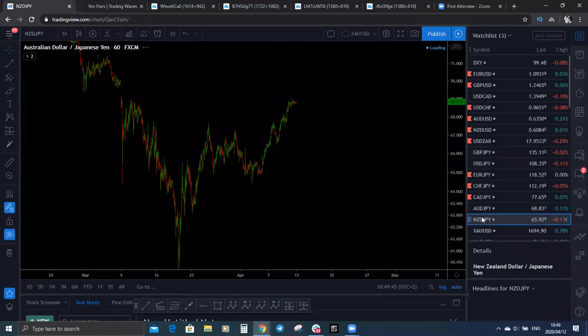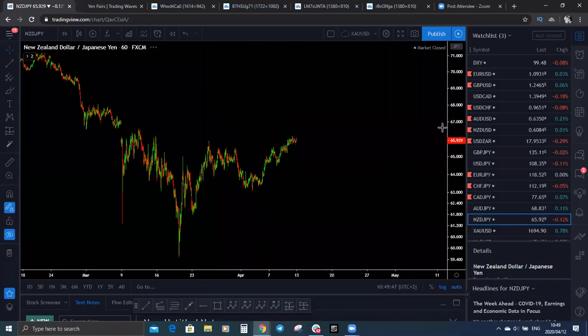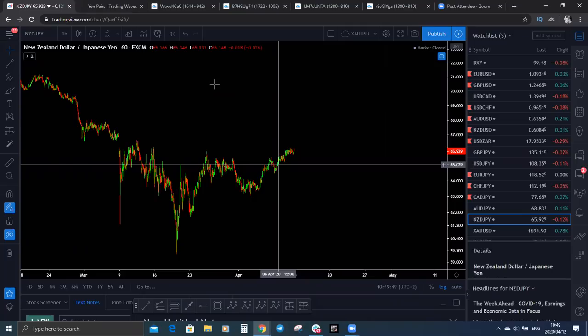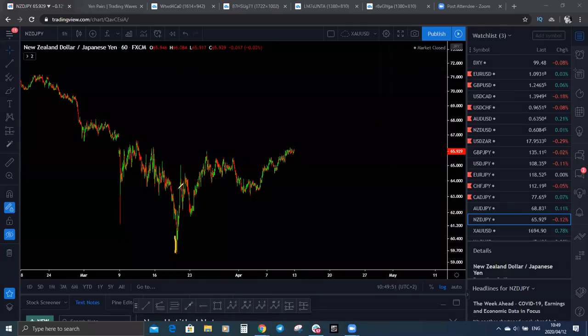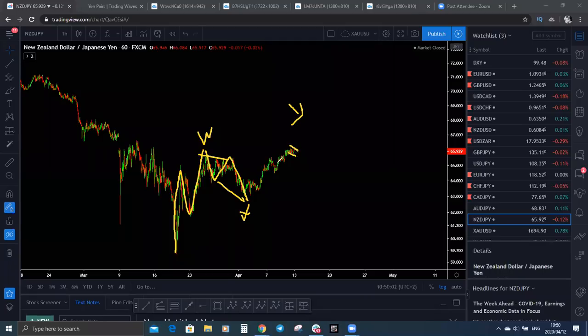New Zealand yen, the same. We got 3 waves to the upside. 1, 2, 3, 1, 2, 3, pull back. So that's W, that's X, that's Y. We're looking for continuation pattern to the upside. I showed you this one during trade setups, that we have already taken the trade here. We're looking for continuation to the upside.